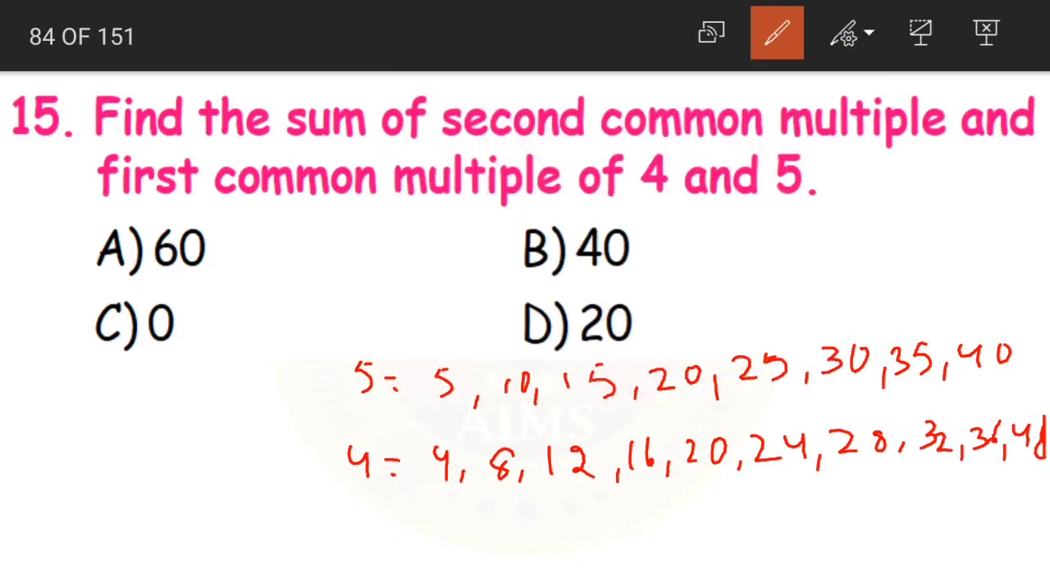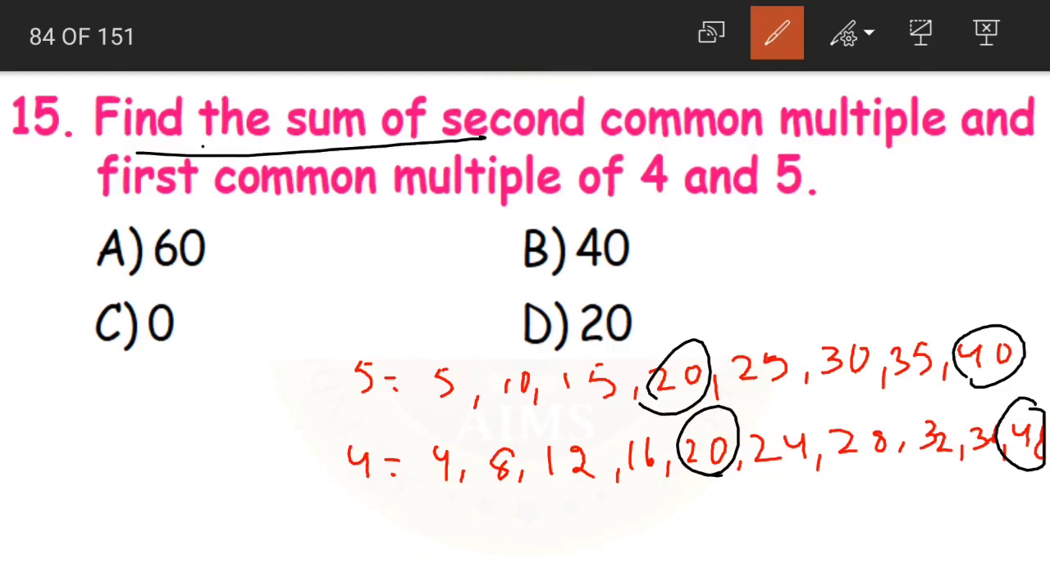So I am stopping here. The first common multiple is 20 and the next common multiple is 40. Yes, children, 20 and 40. Now what should we do? We should find out the sum.